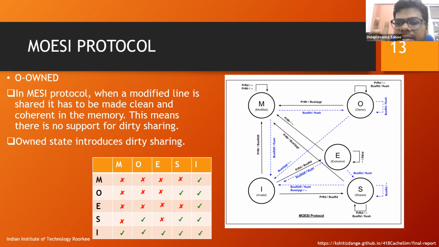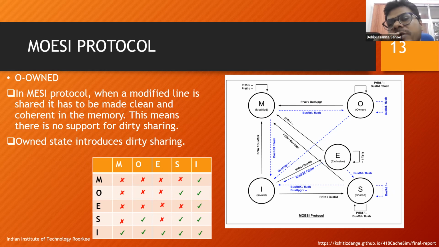But imagine that it is a very hot line which is getting shared among all the cores and it is getting modified by all the cores. What is going to happen? The moment there will be sharing, there will be a write back going into the memory, which is going to increase the memory traffic. So what to do about it? Introduce another state. That's what AMD did.